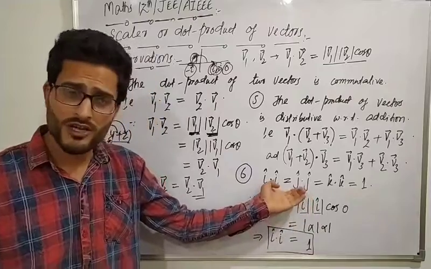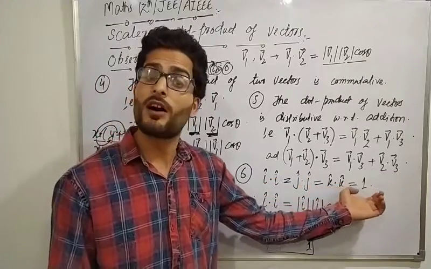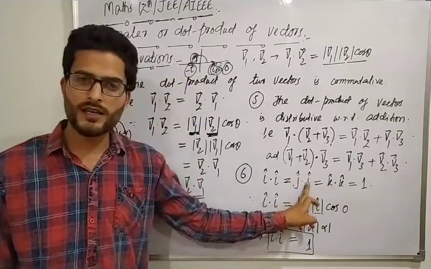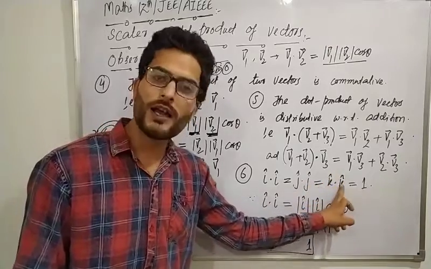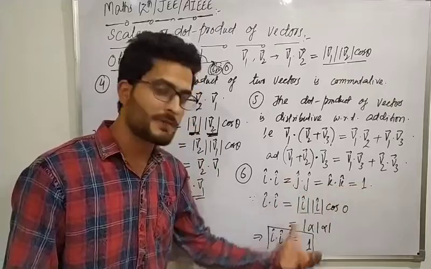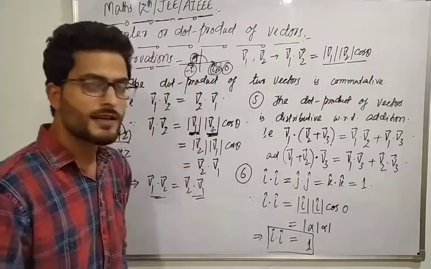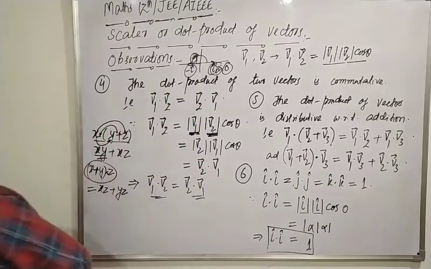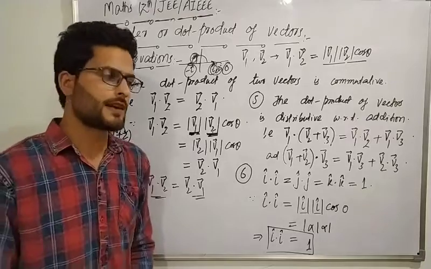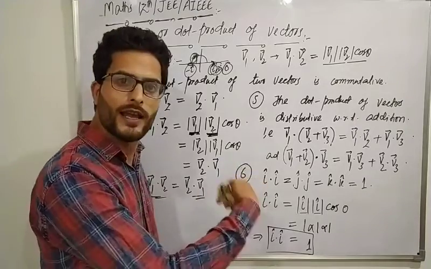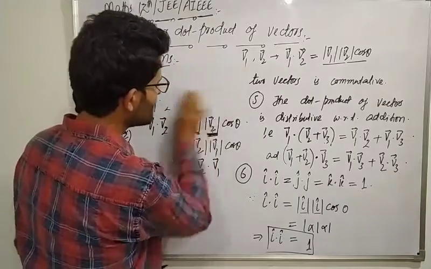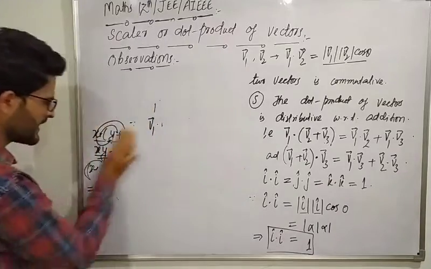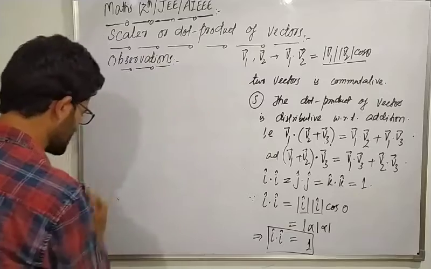Same is the case with j dot j, same is the case with k dot k. अगर j को डॉट करेंगे j के साथ तो फिर से 1 आएगा because by the same concept. अगर k को डॉट करेंगे k के साथ तो फिर से 1 आएगा because by the same concept. So this was the observation 6. Now observation 7th में हम डिस्कस कर लेंगे कि अगर हम i को अब डॉट करेंगे j के साथ तो उस समय रिजल्ट क्या आएगा. So that would be our observation 7th.